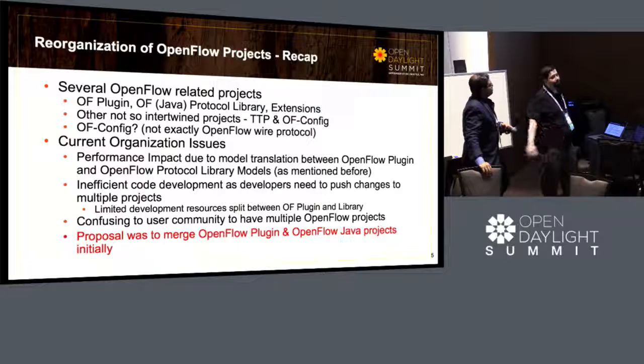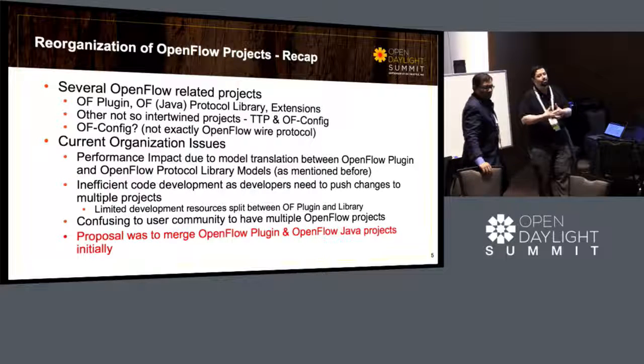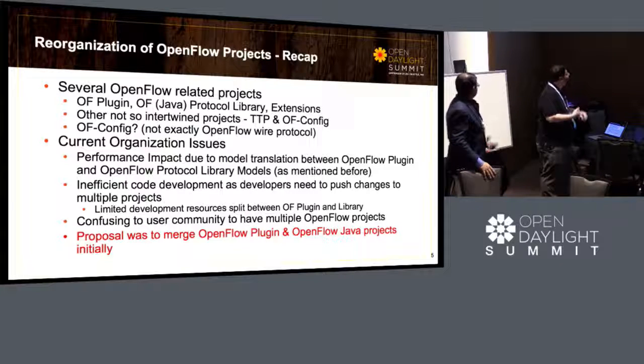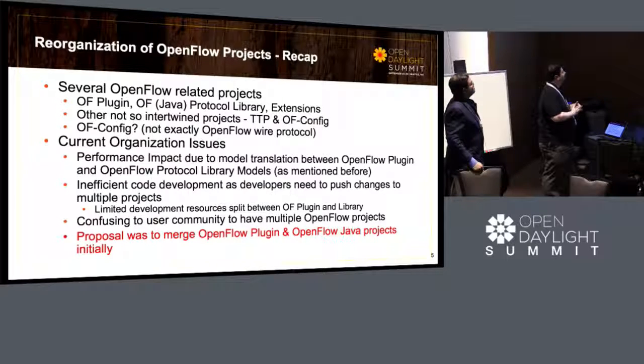Earlier in the year, around May or June time frame, there was a discussion inside the OpenDaylight community about how we are having a lot more OpenFlow projects than needed, and it's extremely confusing for a new user to see that there is an OpenFlow plugin project, the OpenFlow Java library project, the OpenFlow extensions projects, multiple of them, as well as OpenFlow config and the OpenFlow table type patterns. So it's basically confusing to the user community.